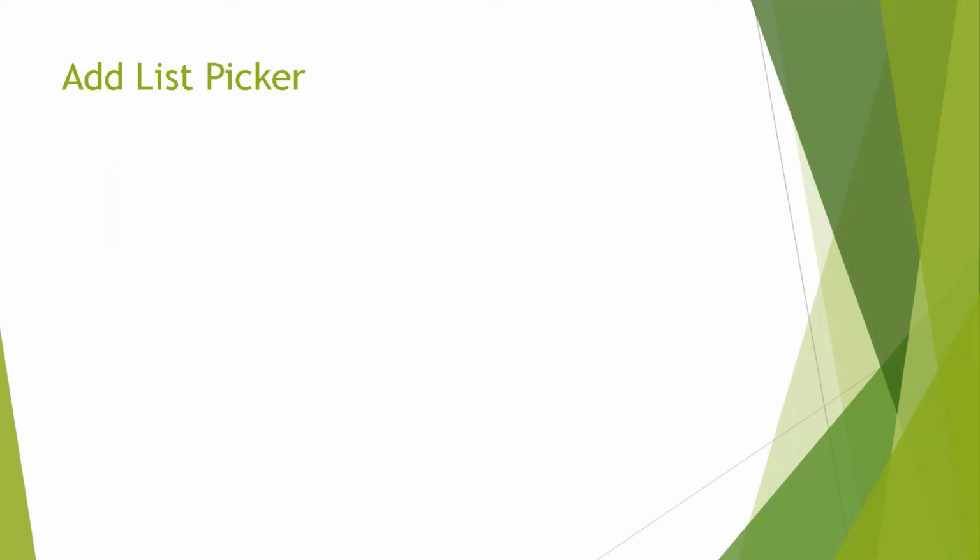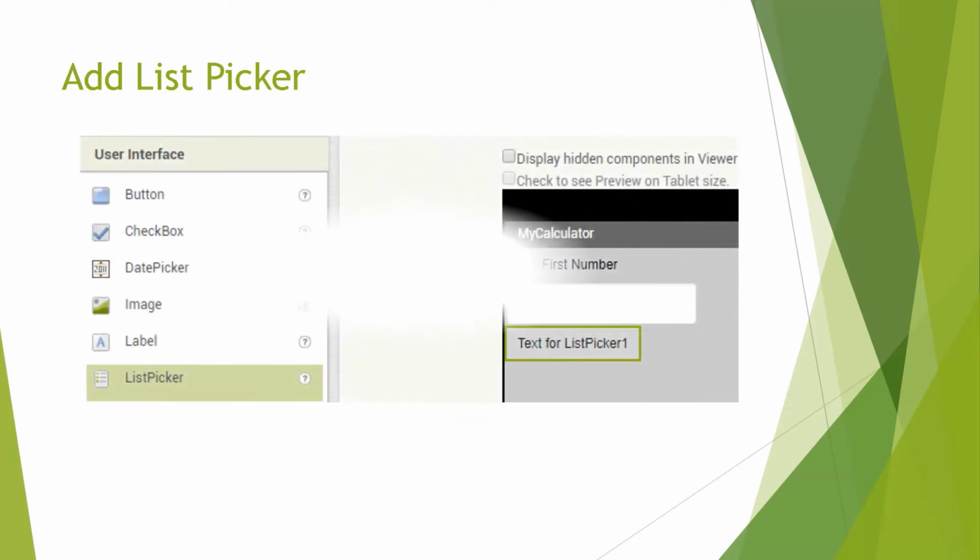Now we will add a new component called List Picker. List Picker can display a list of items to user. User will select one item from the list. We will use List Picker to choose between calculator operations, plus, minus, multiply and divide. From left side palette, select List Picker. Drag it into your screen.